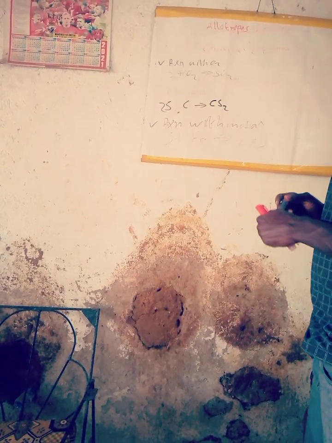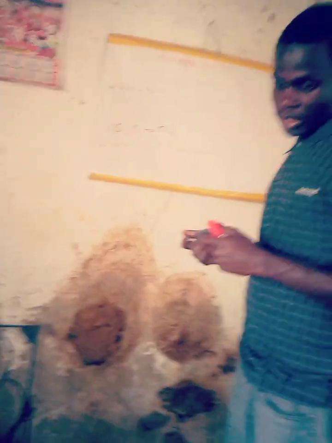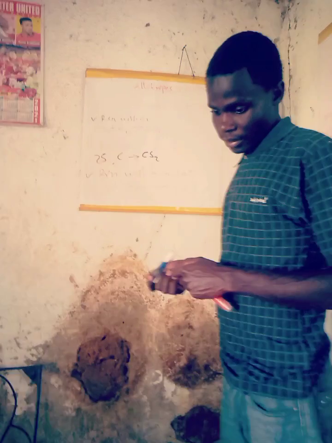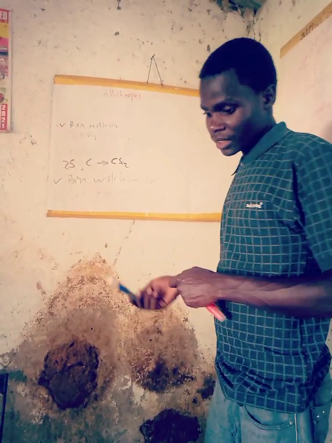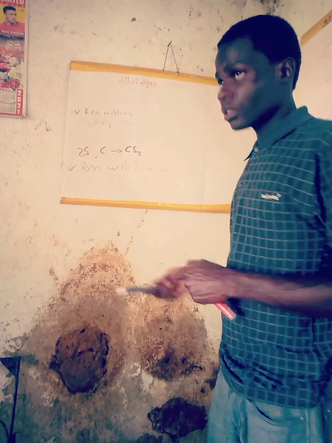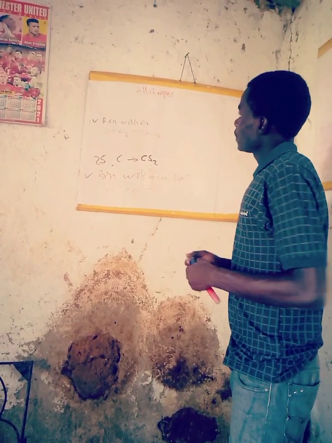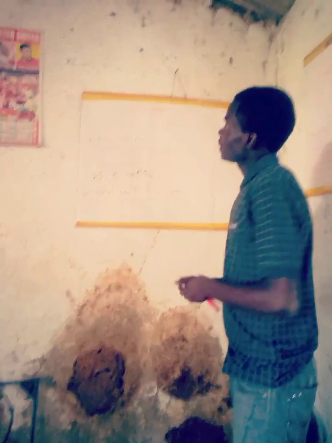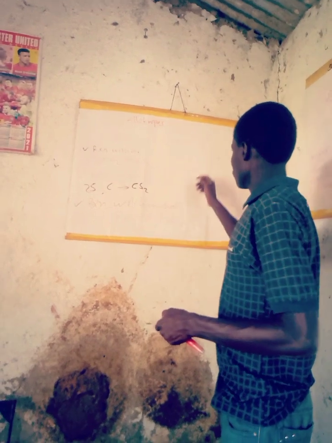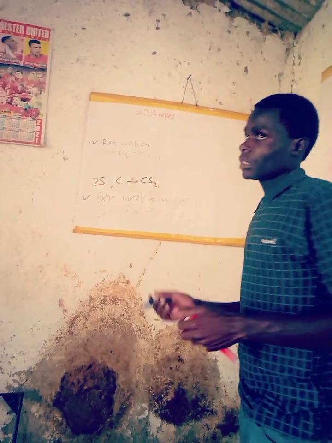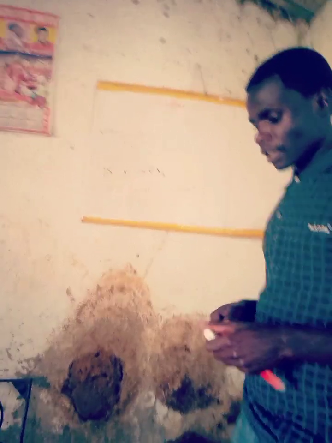Then let's look at some of the uses. Sulfur is used in making drugs. It is used in making bleaching agents, through the production of sulfur oxide. Some drugs contain sulfur, like Clozol B, which is used in treating some skin diseases.